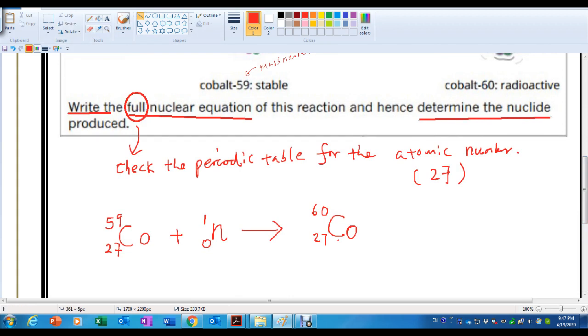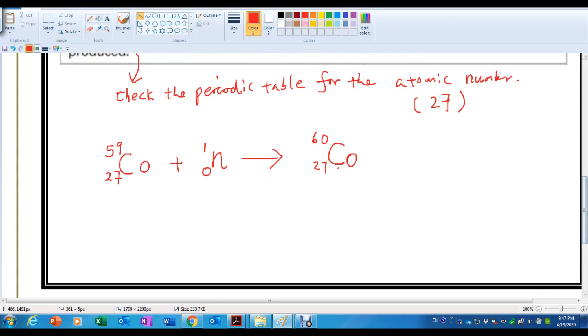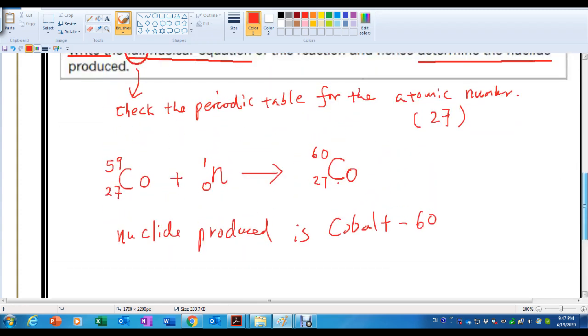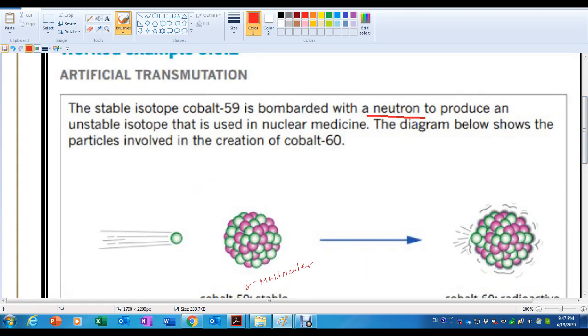All right. So the other part of the equation is to determine the nuclei. Everyone knows the nuclei produced. The nuclei produced is cobalt. So that's only one thing produced, right? Cobalt 60. All right, so that will be it for this example.